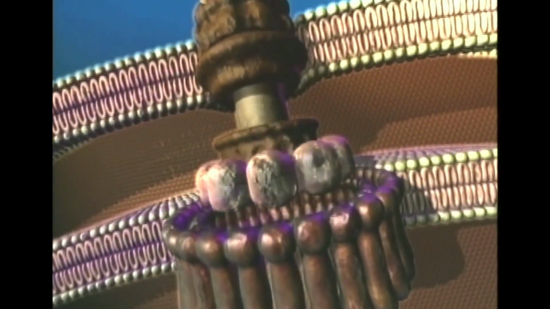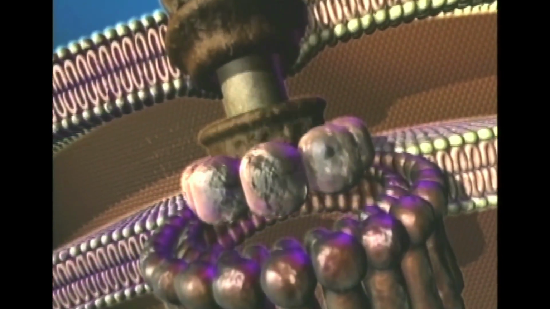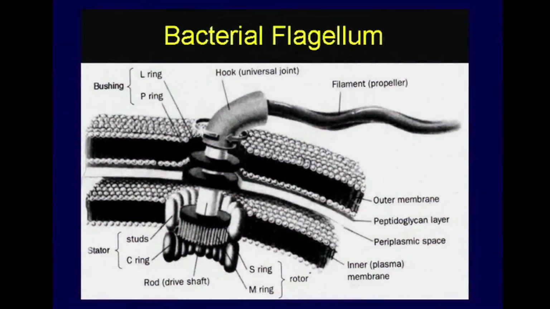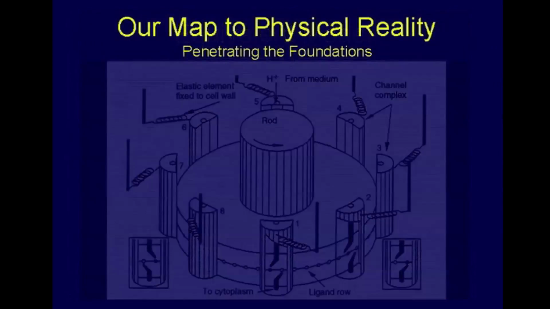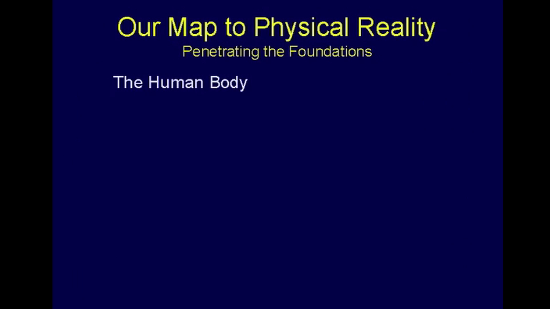What connects it there is an electric motor with 40 parts. Any one of those 40 parts missing, it doesn't work. And it's got C rings and L rings and P rings, and I won't go through the whole thing. You quickly get the glimpse that this is a complicated piece of engineering. And here's the functional description of how it operates. It's an electric motor.